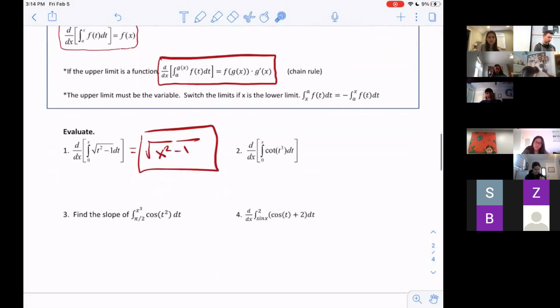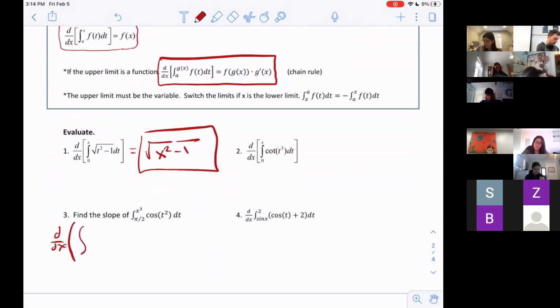Number 3, we'll skip to 3. Find the slope of. It just means take the derivative, right? The derivative of the integral from pi over 2 to x cubed of cosine of t squared dt. Guess what? We don't have to go through the process of finding the antiderivative. We can just plug in. The derivative of the integral is just going to be that function, cosine of t squared, evaluated at x cubed.